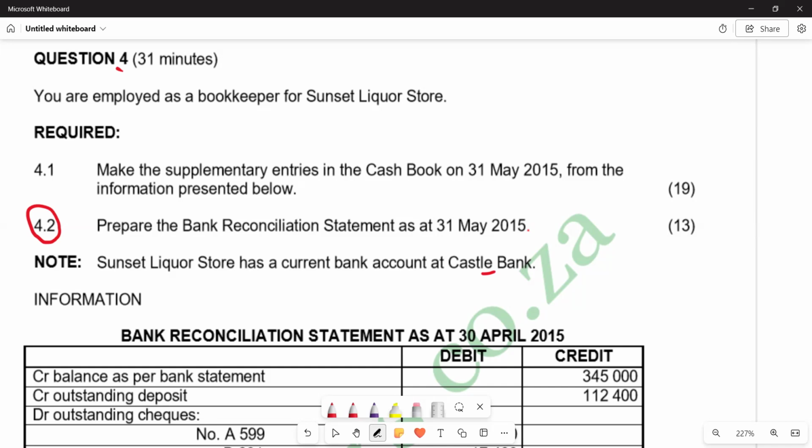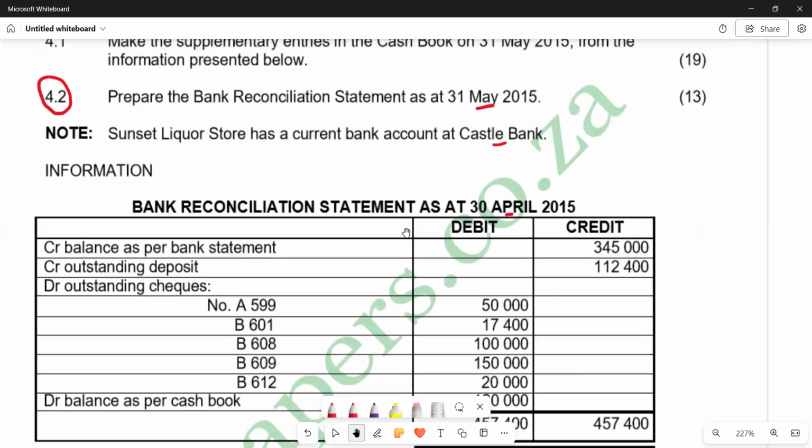We are given the bank reconciliation statement as at 30 April 2015. So remember, this bank reconciliation statement as at 30 April 2015 is for the previous month. Remember, the current month for which we are going to prepare the bank reconciliation statement is May 2015. So we can proceed with our question to see what we have as the question progresses.